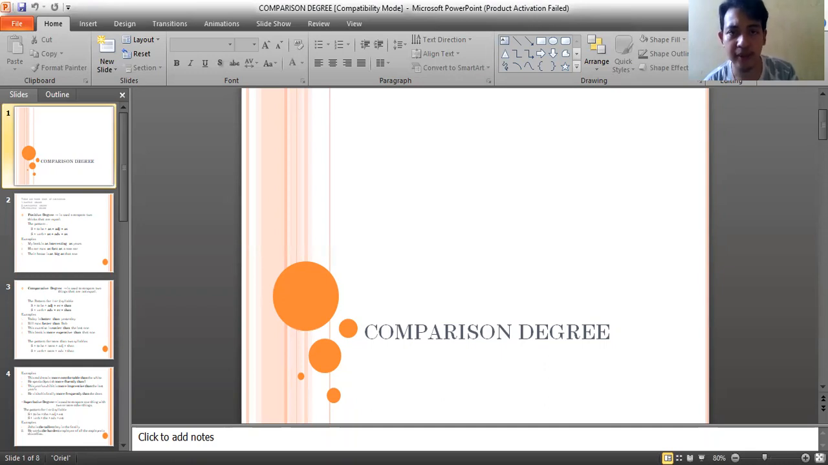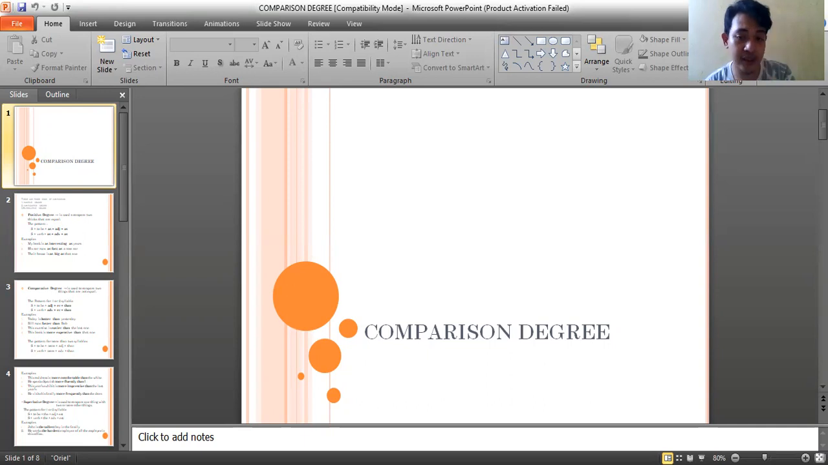Next, the comparative degree. Comparative degree is used to compare two things that are not equal. The pattern for one or two syllables is subject plus to be plus adjective plus er plus than, or subject plus verb plus adverb plus er plus than. Examples of comparative degree: today is harder than yesterday. Bill runs faster than Bob. This exercise is easier than the last one. This book is more expensive than that one.